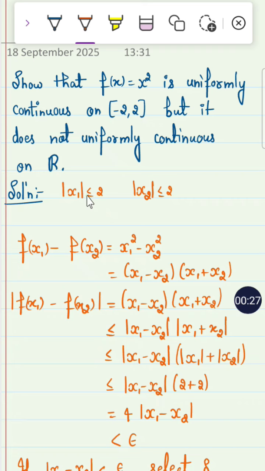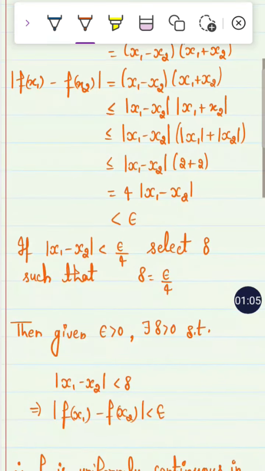Firstly take |x1| ≤ 2, |x2| ≤ 2, right? Take f(x1) - f(x2). Put the values: x1² - x2². This gives (x1 - x2)(x1 + x2). Taking the mod of f(x1) - f(x2), which is the definition of uniform continuity, equals |x1 - x2||x1 + x2|, which is less than or equal to |x1 - x2|(|x1| + |x2|). By the triangle inequality, this gives this, and the value of this is 2 + 2, which is 4, so 4|x1 - x2| is less than ε.